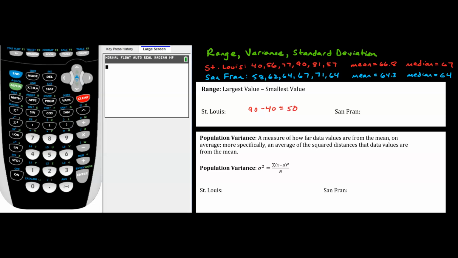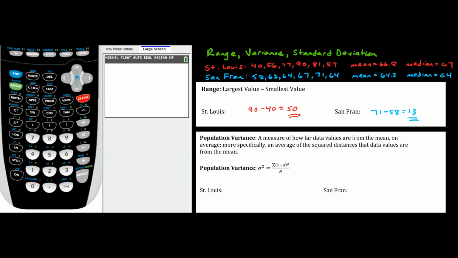We have a 50-degree swing throughout the year in St. Louis. If you look at the range in San Francisco, we have a high of 71 and a low data point of 58. So the range would simply be 71 minus 58, or 13 degrees. You can compare a range of 13 with a range of 50, and based upon the big difference, you could justify that there's much more variation, much more spread in the St. Louis data set than in the San Francisco one.